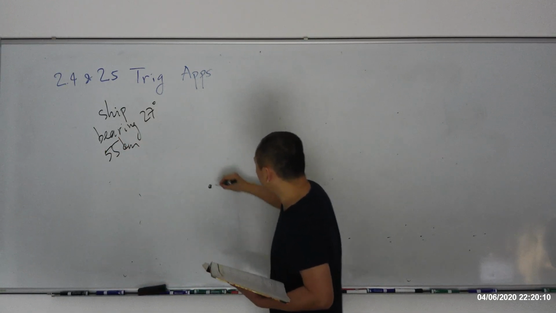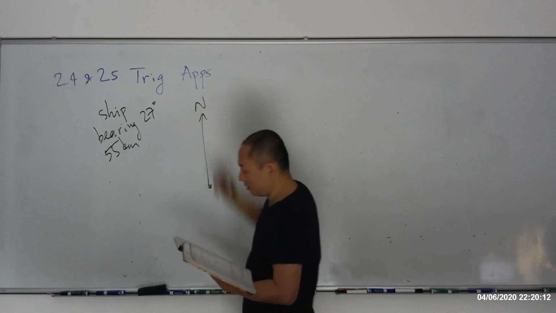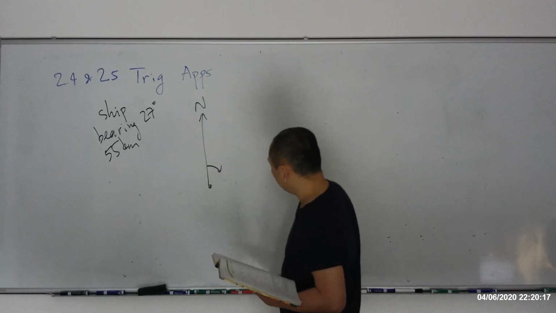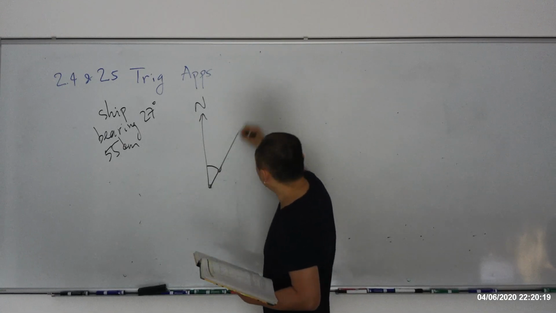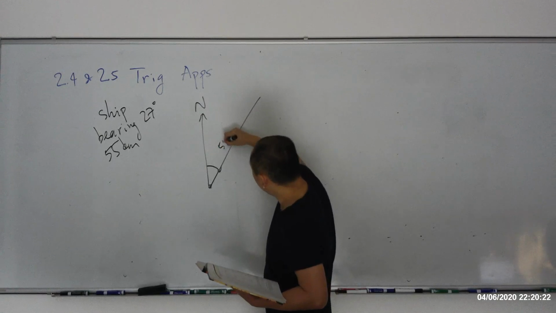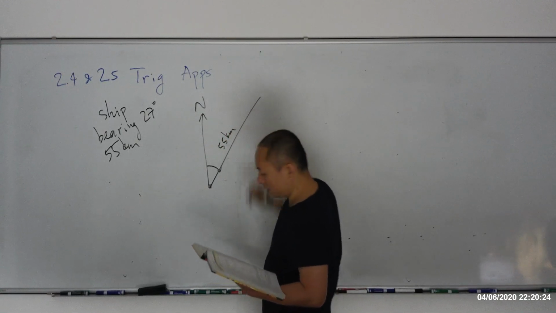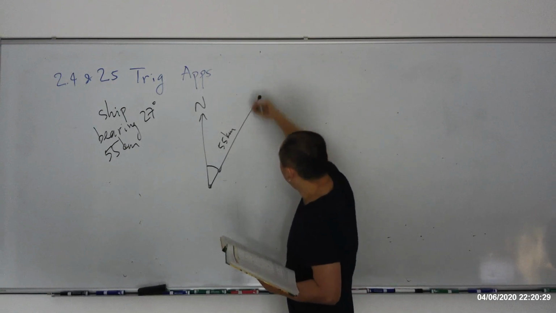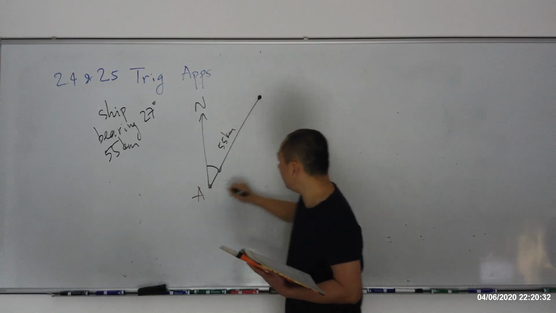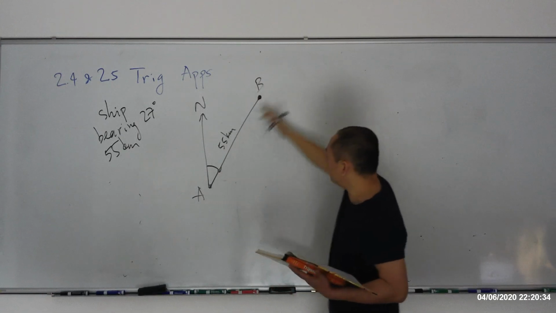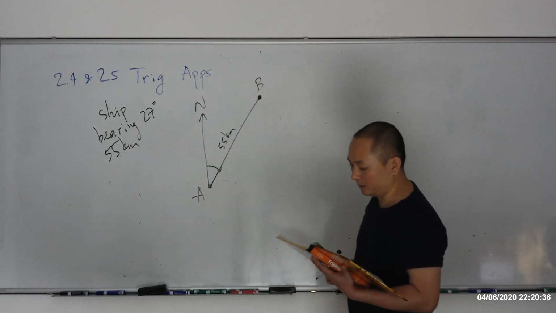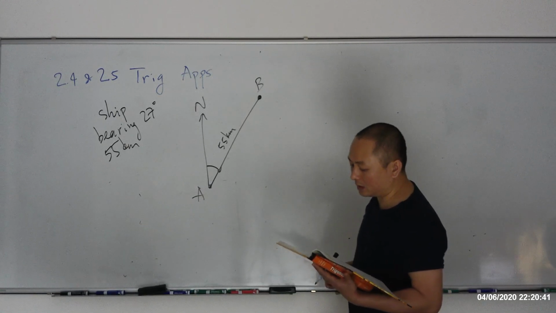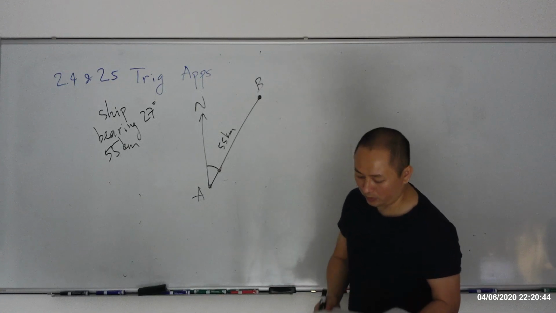This is where they start. This is my north direction, and the bearing is 27 degrees. So I open clockwise 27 degrees, and then I travel 55 kilometers. After 55 kilometers, the ship is going to be right here. Let's call this point A. It travels all the way to point B, and the distance from A to B is 55 kilometers. Then it travels on a bearing of 117 degrees for 140 kilometers.